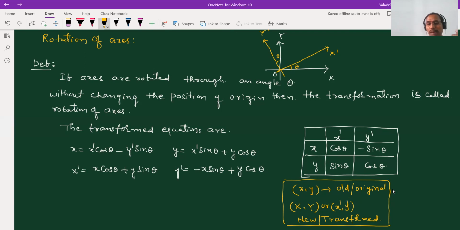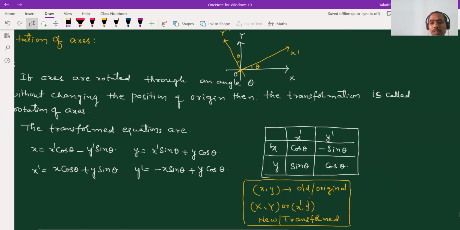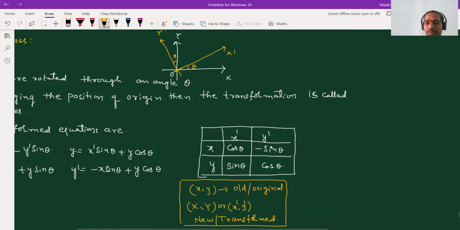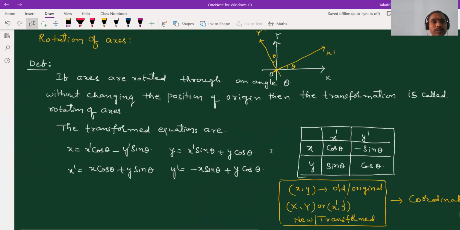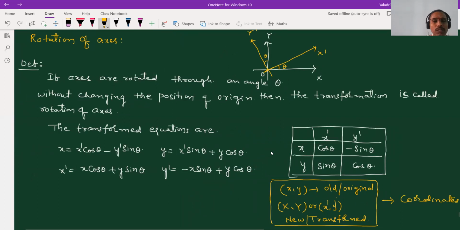Now, capital X, capital Y, we should take as the transformed or new coordinates. Both are coordinates, right? So how to write this? You should write it like this. Here you should write the coordinates in the rotation of axis. See, by using this table, you should write down the coordinates.